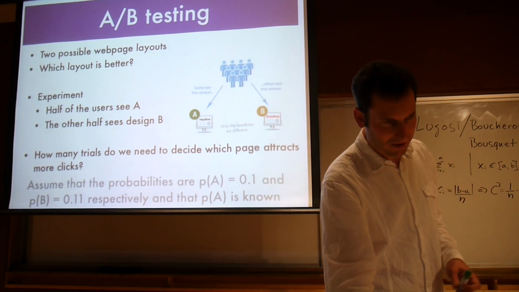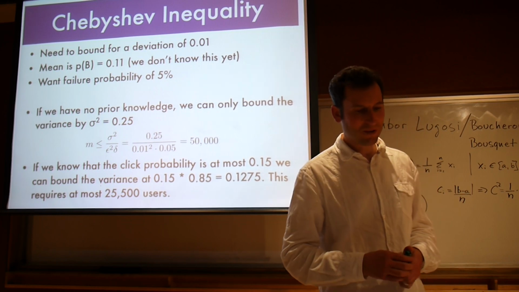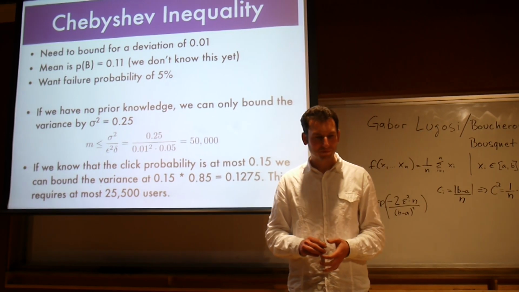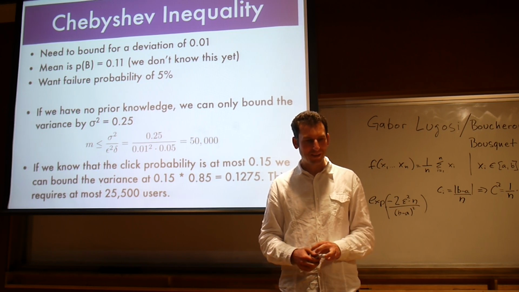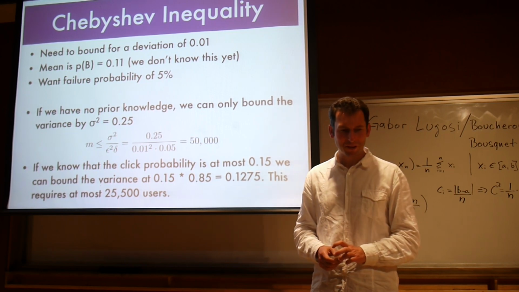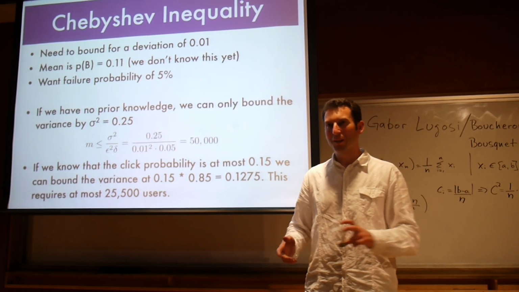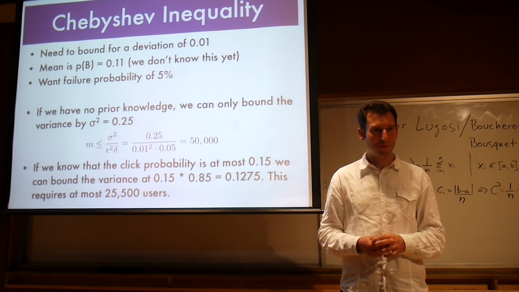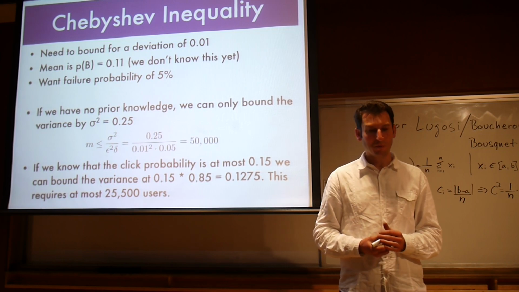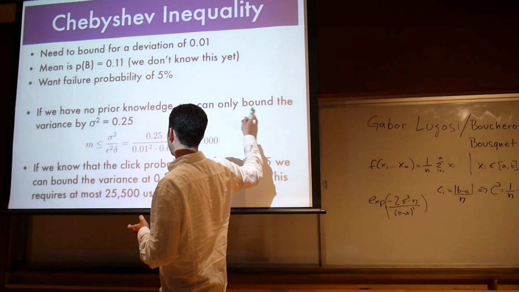So let's start. Gauss-Markov doesn't really help us in this case, but the Chebyshev inequality might already give us something. So we need to bound for a deviation of 1%, and we know that the true mean is actually 11%. Well, we don't really know this yet, but we want to make sure that with only 5% probability, we don't pick B. Okay, so we have absolutely no prior knowledge about how good the system is.